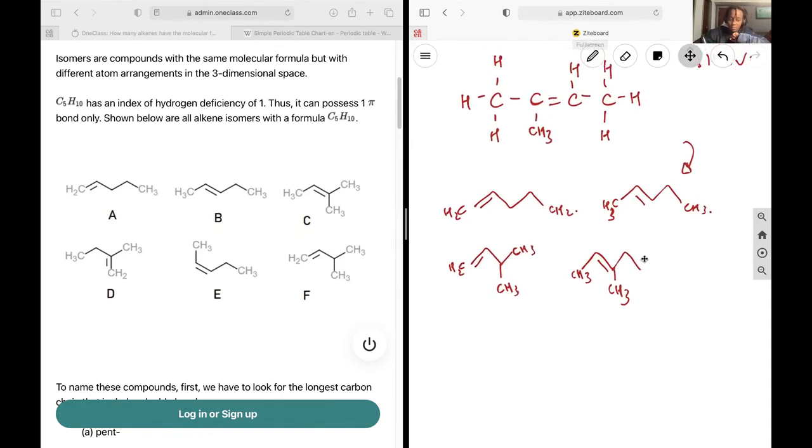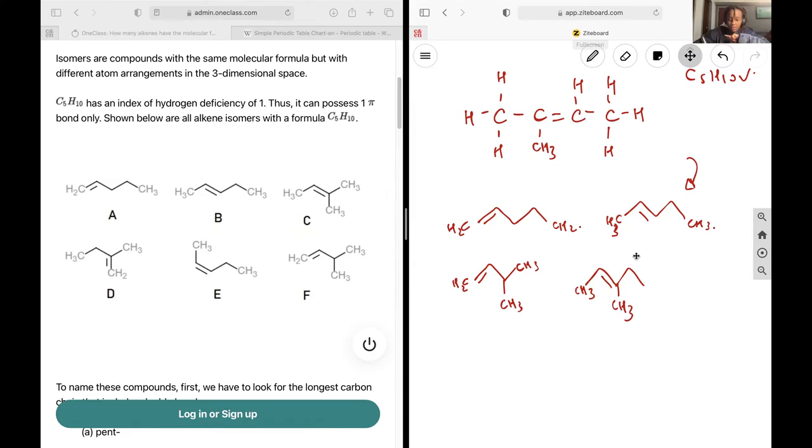And you can continue playing with the chains in order to move the double bond around and create another structure that remains the same, and you'll end up with 6. Do this one. Okay, that's it. Now we go about naming them.